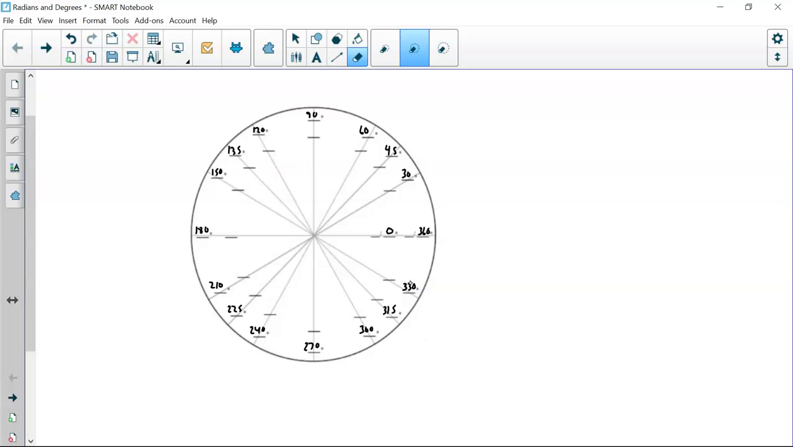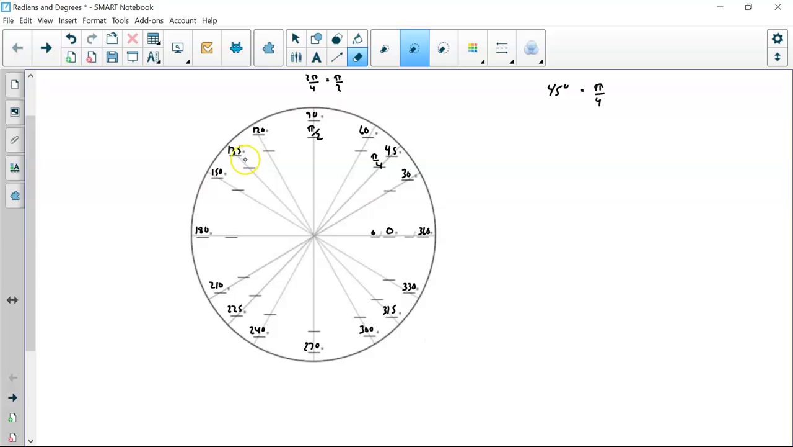Now, what I can do is fill in my radians. I'm going to do my 45s first. Every 45 degrees is a pi over 4. So when I go to my first 45, I'm at pi over 4. So that's 0 radians, pi over 4 radians. Then we're at 2 pi over 4, which is the same as 1/2, or pi over 2.